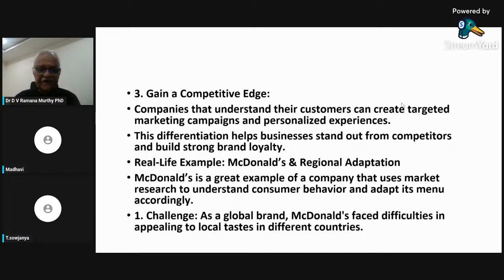McDonald's has a menu of eatables. What is the challenge? As a global brand, McDonald's faced difficulties in appealing to local tastes in different countries, because McDonald's is a multinational global brand and is not in a position to attend to local tastes with its recipes. That's the problem. Different countries have different people preferring different tastes, isn't it?